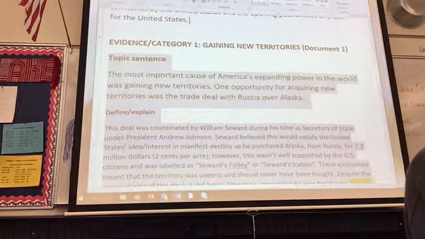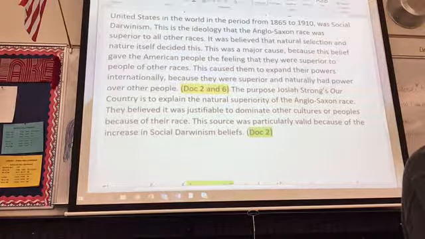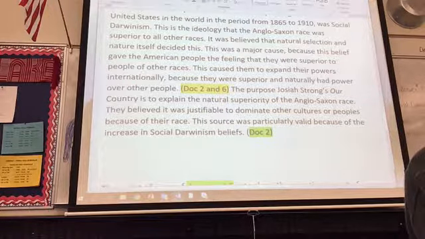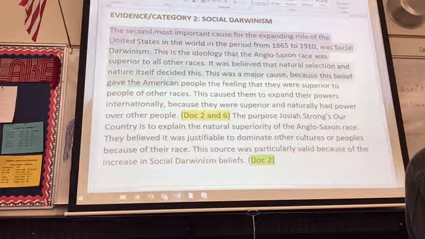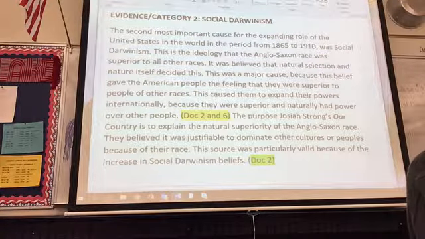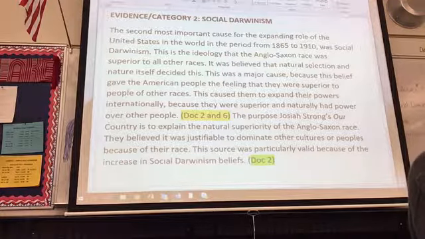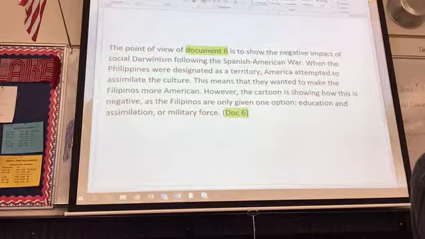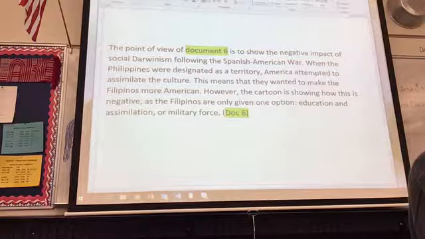Now, when you go to write this, you want to use those terms, purpose, point of view, whatever it could possibly be. So, if you notice on this one, I did social Darwinism. Okay, so up here is what you guys just did. Define and explain. Then, I put the purpose of Josiah Strong's Our Country, and then I talk about what is the purpose, what did he say, why is this important. Or I could say the point of view of document 6 is to show the negative impact of social Darwinism. When the Philippines were designated as a territory, America attempted to assimilate the culture. This means they wanted to make Filipinos more American.